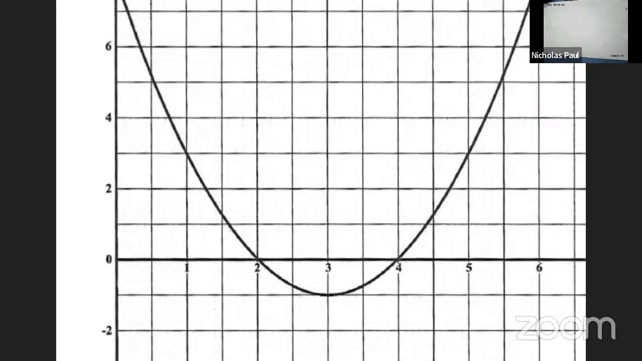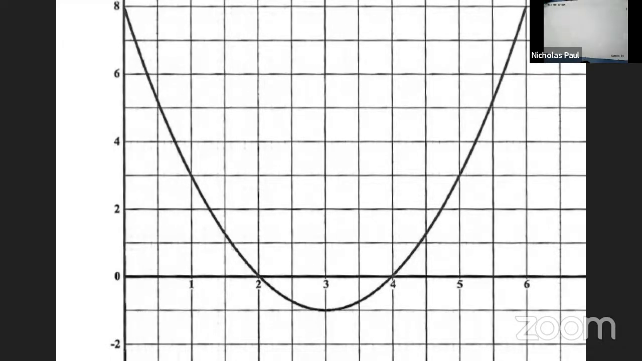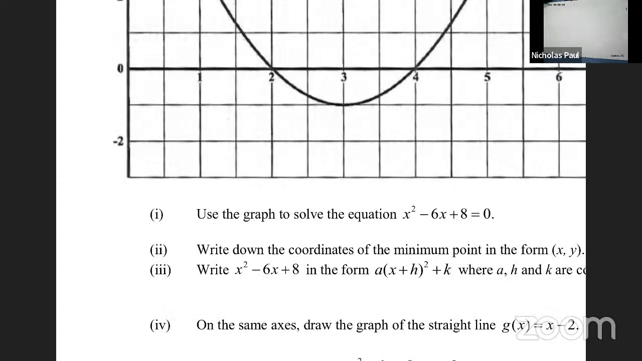All right, good. Look at the graph. So the answers are what? 2 and 4. Very good. The answers are x is 2 and x is 4. You'll see that there? Everybody seeing that? Yeah? Good job.